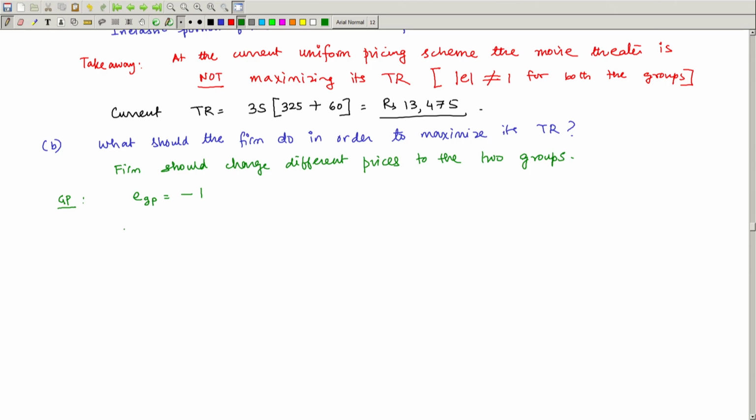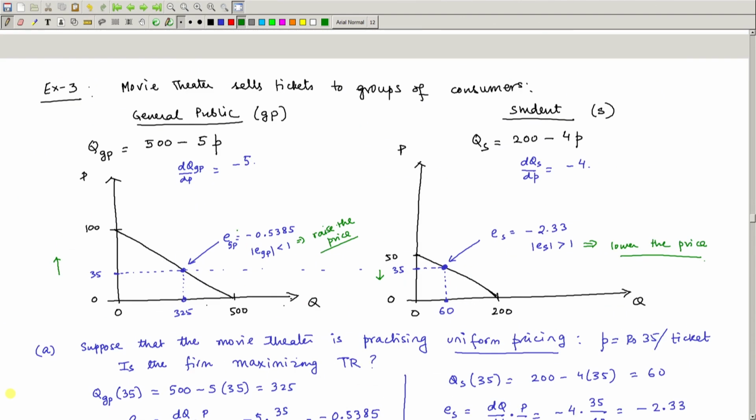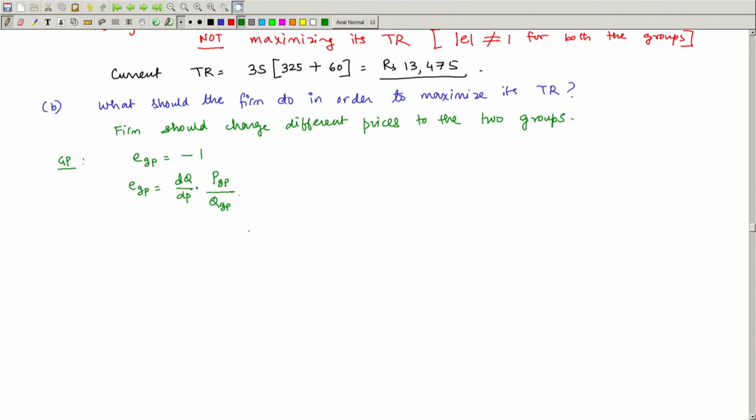Now, what do I know about E_GP? I also know that this is dQ/dP times the price that I am charging divided by the corresponding quantity, the number of tickets that I am selling. We already know that dQ/dP for this general public group is -5. So, this is -5 times, let me call this P sub GP, divided by Q.